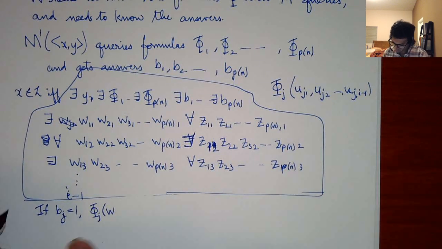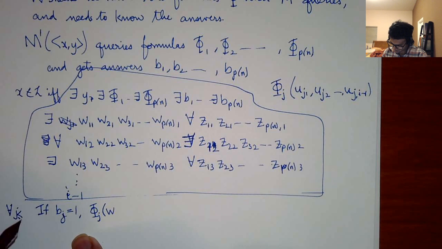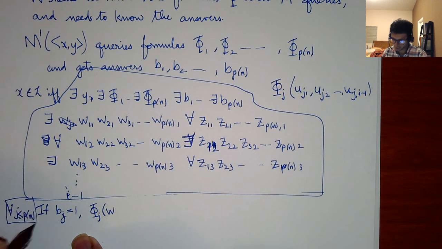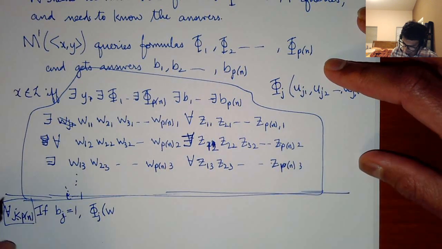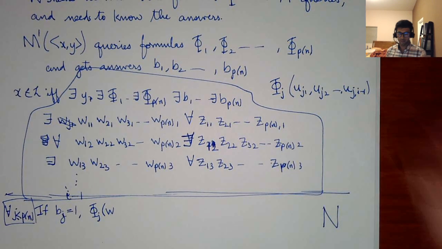So I'm going to do this for all j less than p of n. This is not a quantification. This is like a for loop in my procedure, right? So now this is all the quantification. Now here I'm going to define my procedure n.